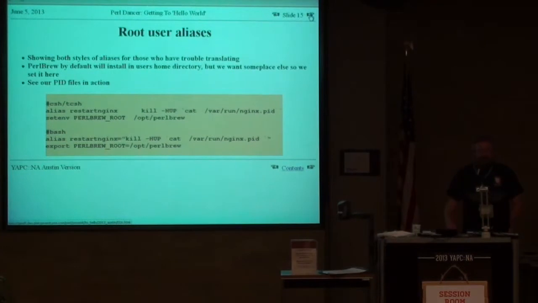I'm going to add 2 aliases for root, since root is the one we're going to be when we restart the Nginx. We will give an alias for that. And every time I see things like this in print, it always gives you the bash version of things. I like the T-shell, so I'm giving it to you both ways so you don't have to translate. Why other authors can't do that, I have never figured out.